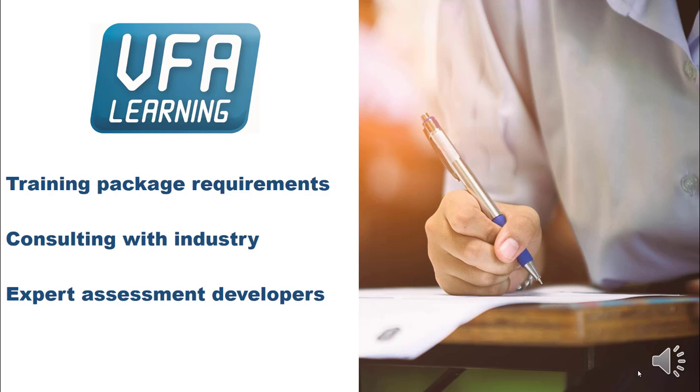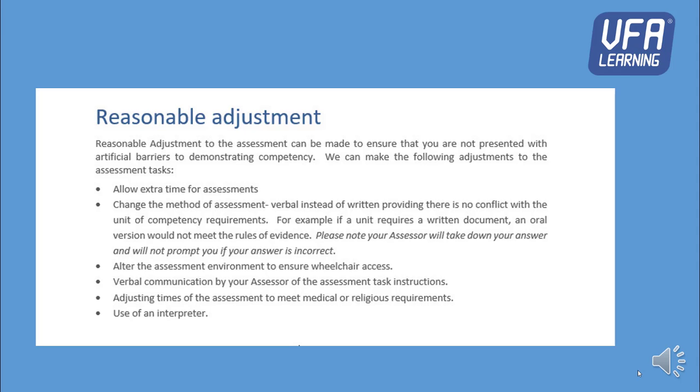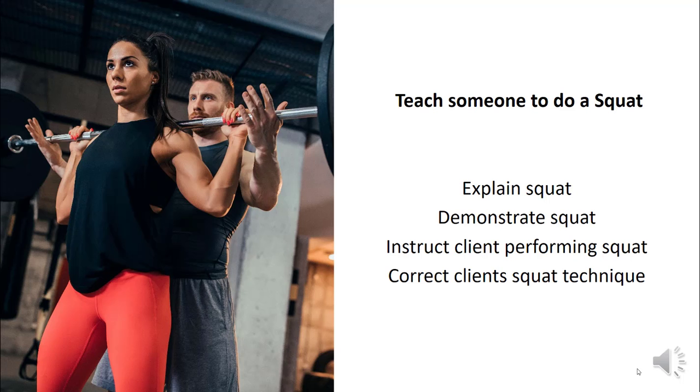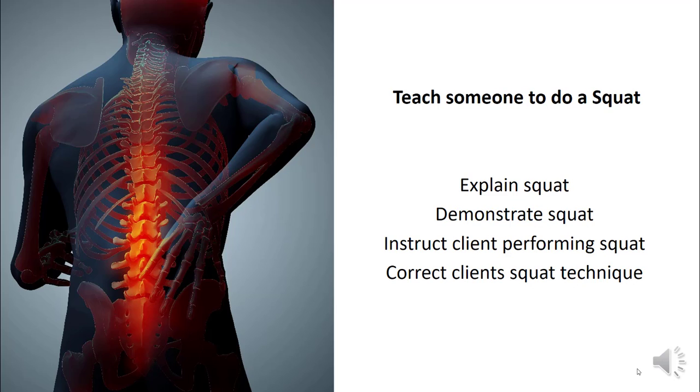The next section we'll cover is reasonable adjustment. This is where your assessor makes adjustments to your assessments considering certain barriers you might have. Let's look at an example. An assessment task in a fitness course requires a student to instruct a squat. Instructing a squat requires the following. First, explain the squat, then demonstrate the squat, instruct client performing the squat, and correct client squat technique. However, a student has a back injury that means they cannot demonstrate a squat. Their demonstration technique for all other exercises is fine.